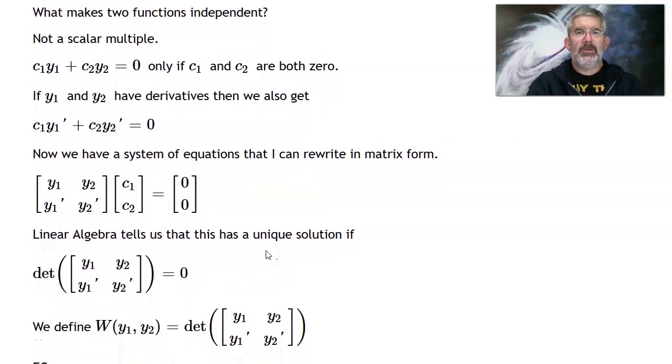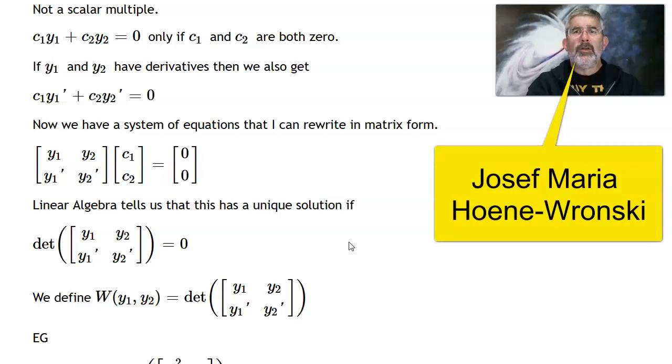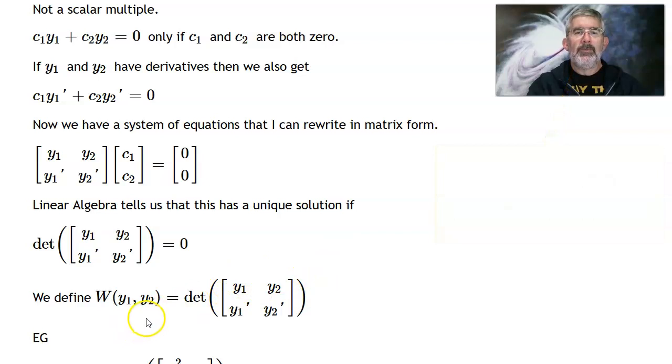Now, we define this thing called the Wronskian, named after the Polish mathematician Józef Wronski, I think was his name. All of a sudden I'm blanking on his first name. Anyway, we define the Wronskian of y1 and y2 to equal this determinant, the determinant of this matrix.